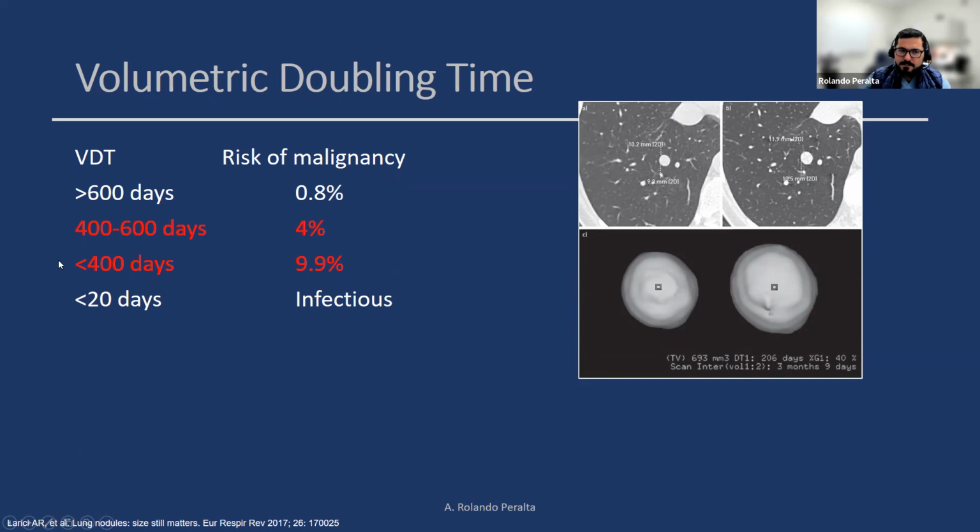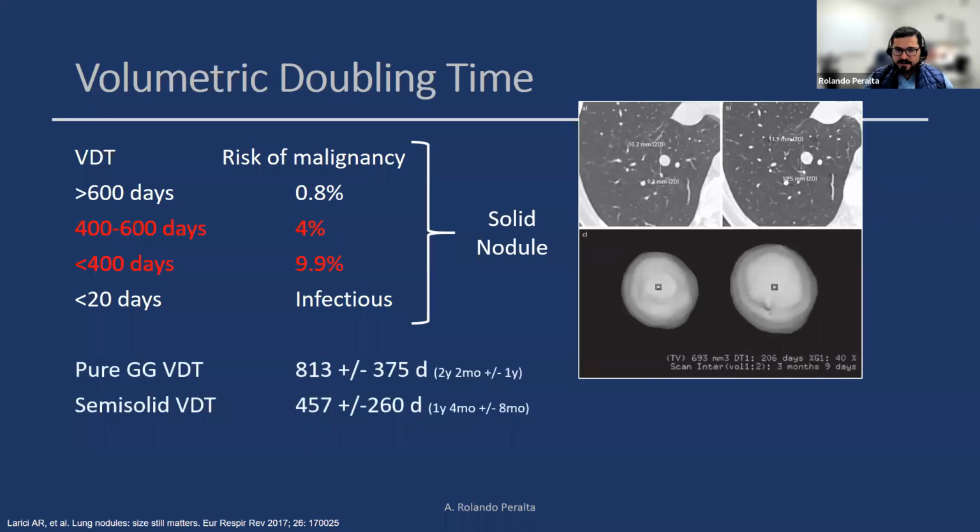Now that only applies to solid nodules. When you're talking about semi-solid nodules, the VDTs are different on average. For a pure ground glass, it's 813 days plus or minus about a year. For those who want to know about years, it's 2 years and 2 months on average, plus or minus 1 year. And if it's a semi-solid, it's 1 year and 4 months plus or minus eight months. This is where the 3 year recommendation for semi-solid nodules comes from, because they have a slow growth pattern.